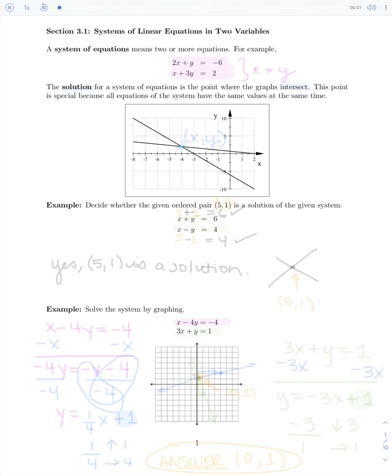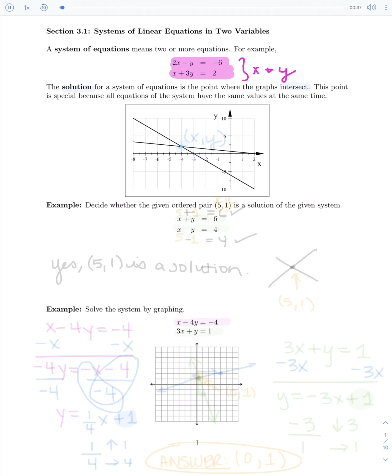In section 3.1, we're going to talk about solving systems of linear equations in two variables. So, when we see a system of equations in two variables, what that means is we'll have a set of two equations with two variables, an x and a y. And mainly we're going to look at lines, at least at the beginning of the semester.